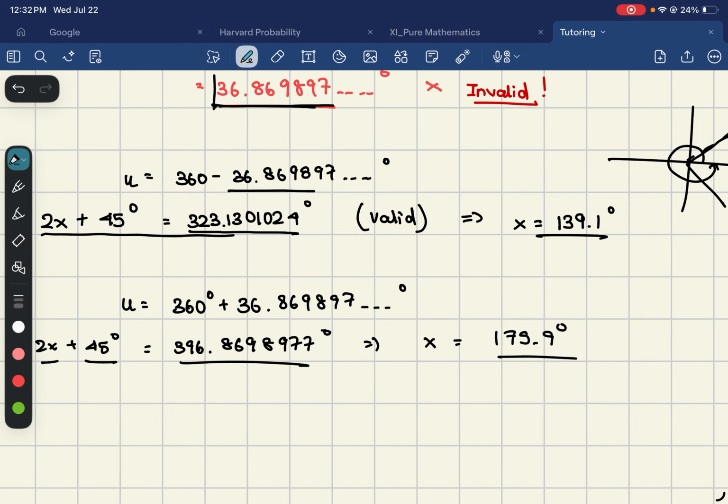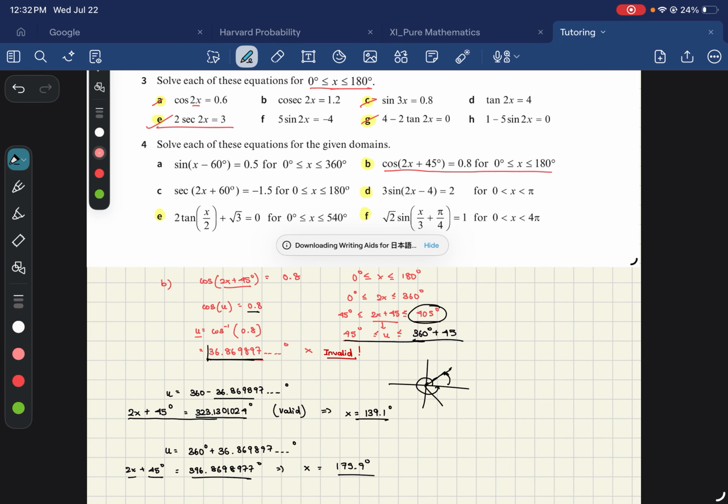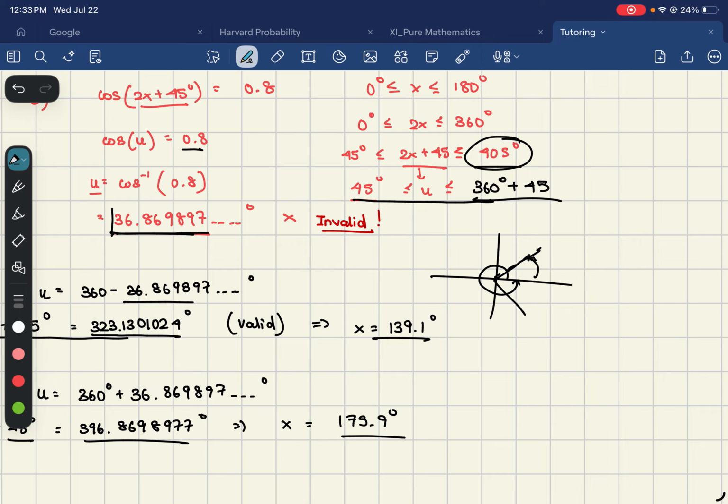I don't even remember which question we were checking. Okay, it's 4B, right? Okay, 4B. So it's 139.1 and 175.9 degrees. And okay, the textbook gives answers in radians. And I think initially there was a different question because these have to be your answers.